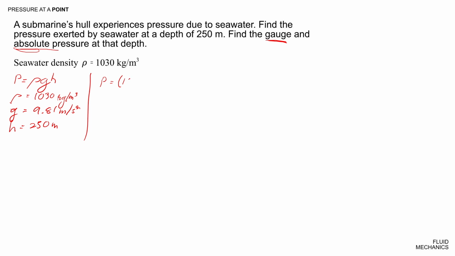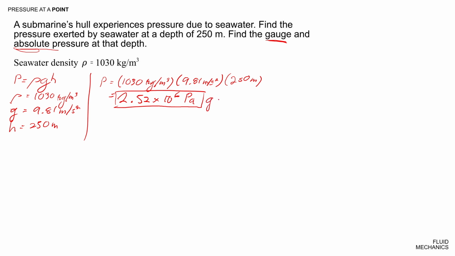So we have 1030 kilograms per meter cubed multiplied by 9.81 meters per second squared, which is the gravity, and then the height being 250 meters. Using your calculator, you have the gauge pressure value of 2.52 times 10 to the 6th pascals. This is the gauge pressure.